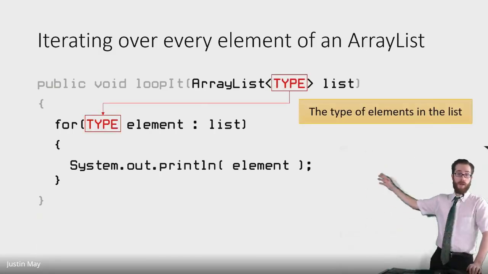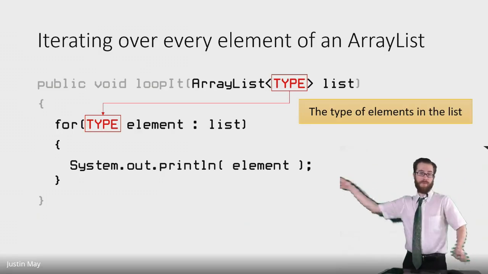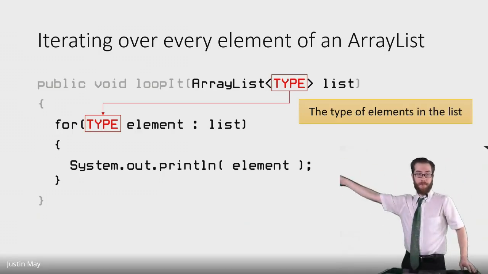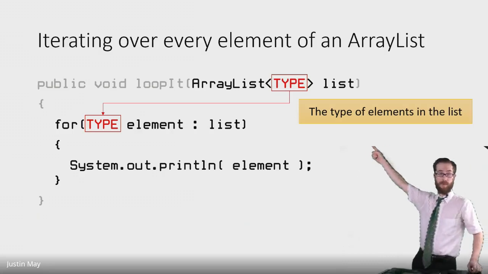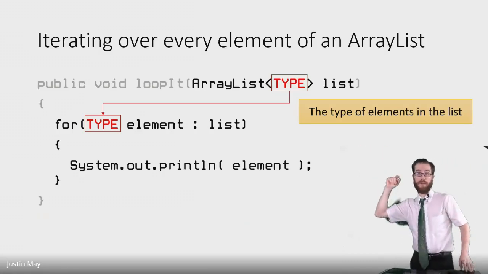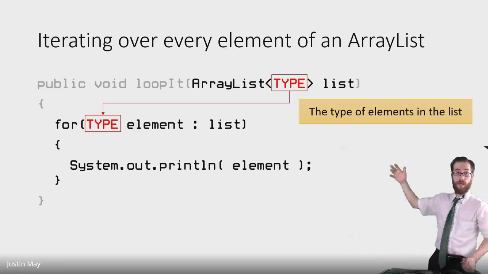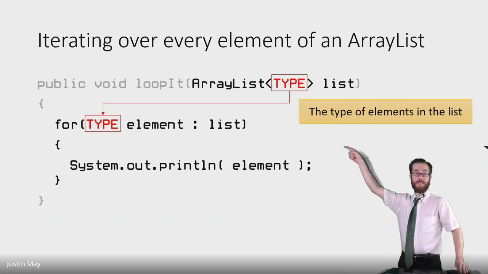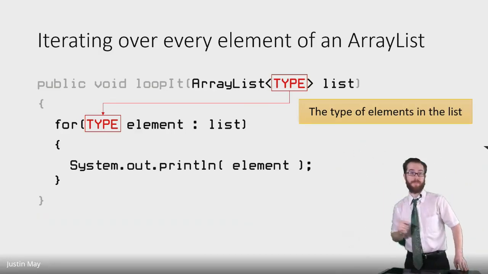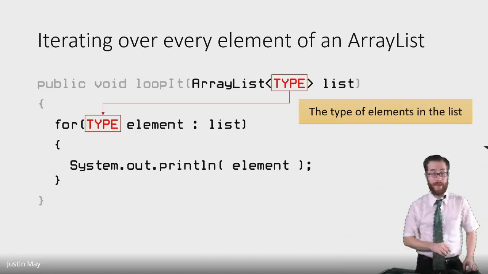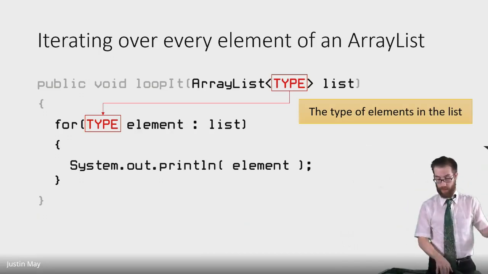So you write the word for, you have some parentheses, and then you put a type. The type is whatever the type of the list you're iterating over is. You don't have to think, you just have to look. If I'm iterating over this list, what's inside the angle brackets? That's the first thing I write inside my for loop header, the type of the element in the list.